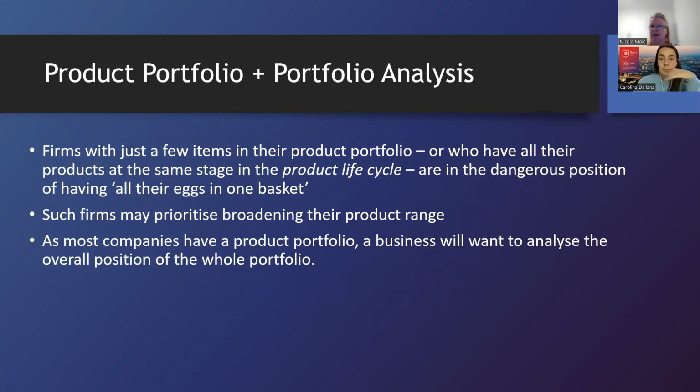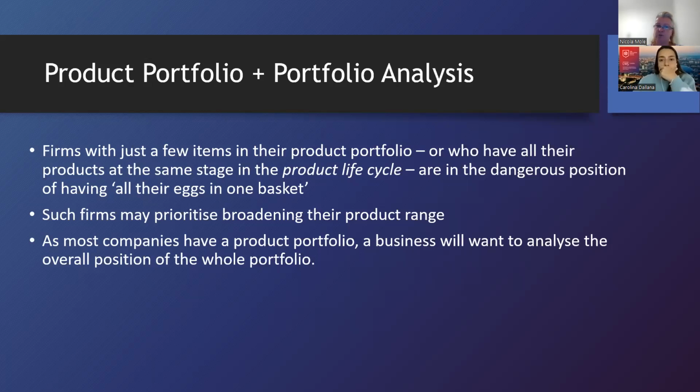Okay, so if we don't have many items, if they're not selling well, we're not going to be making the cash. If they're all at the same stage in the product life cycle with nothing to replace them as they are nearing the end of their life cycle, we're not going to have anything to sell as a company. Not a good position to be in. So if you're going to be considering that, you might broaden your product range. You might add more products to what you are offering your customer.